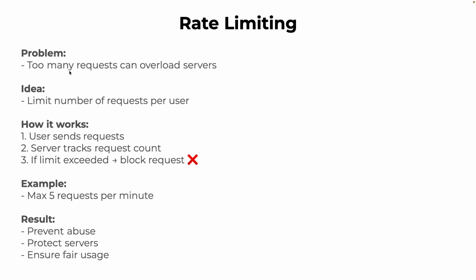Okay, so the problem is that you are sending too many requests to the server, which can overload the server, and most of the requests will time out because of that. So the idea to solve this is that we can limit the number of requests per user. How it works is the user sends a request, the server keeps track of the user's requests, and if the limit is exceeded it will block that request.